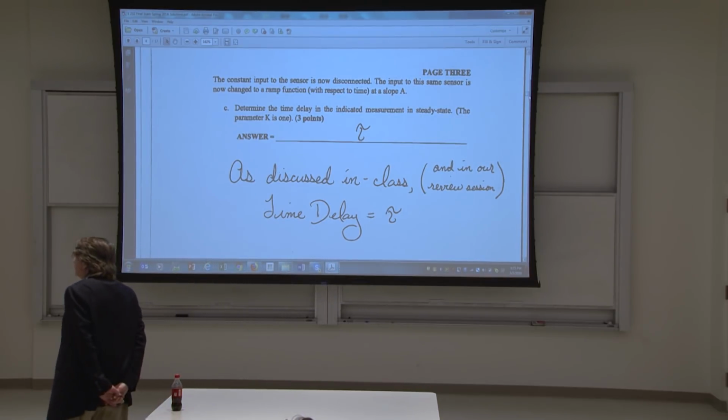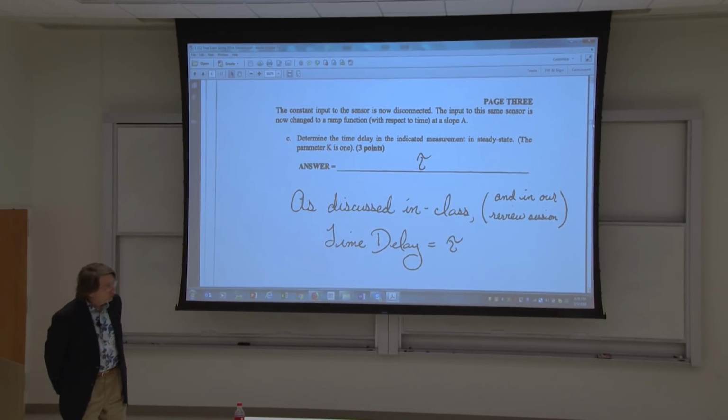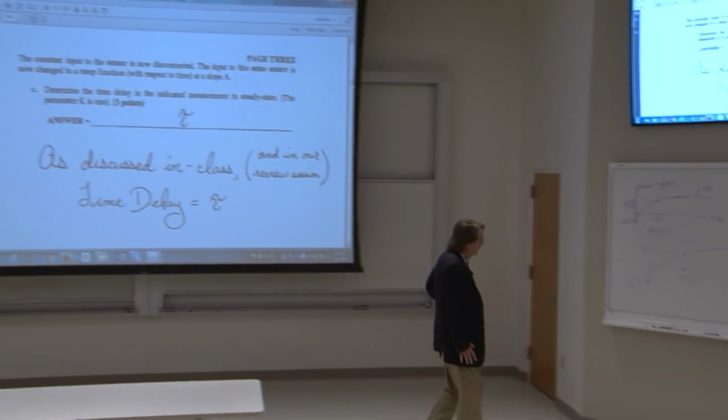Now, determine the time delay in the indicated measurement. So I'm going to walk over here to just draw a graph that I feel you're pretty comfortable with.